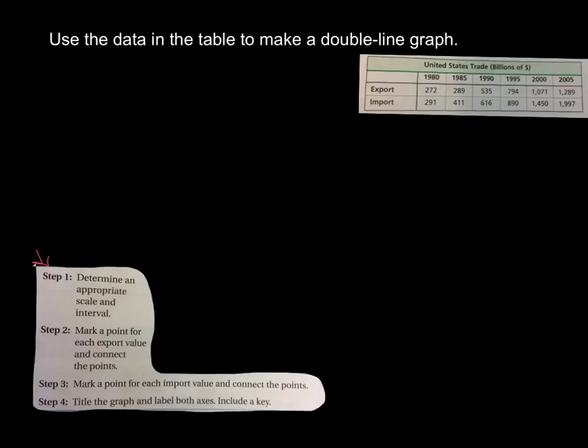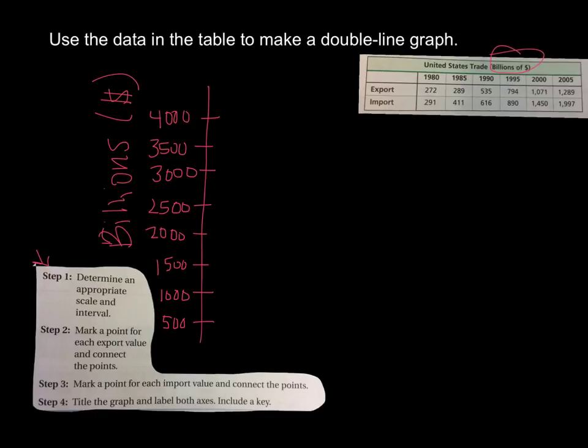These are in billions of dollars. So 500 billion is what my interval is going to be for my y-axis. So when I am labeling my y-axis, I need to make sure I clearly state that this is in dollars, not some other form of currency. Then I can do my x-axis.